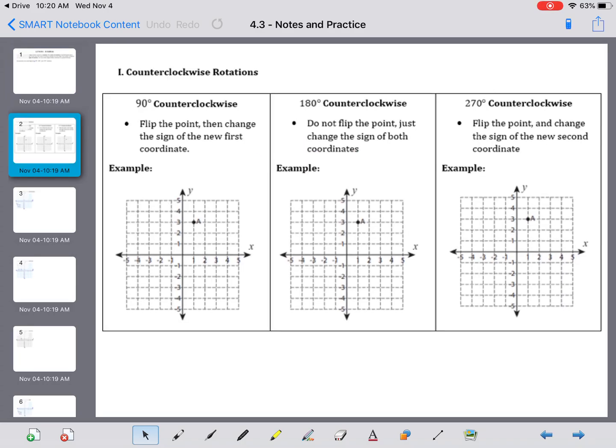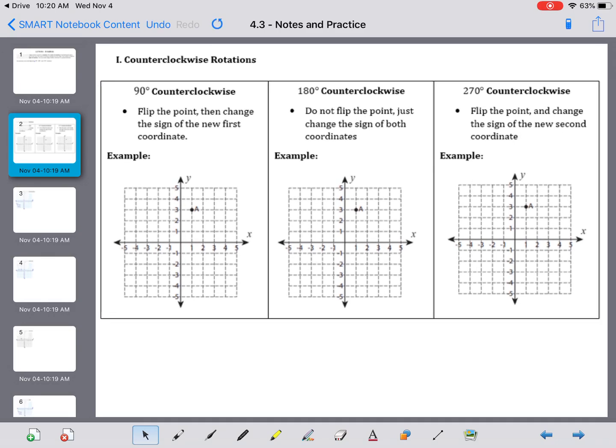We're first going to focus on counterclockwise rotations. Those are the main types of rotations. We'll talk about clockwise rotations on the back, but we're primarily going to focus on counterclockwise. And when we rotate something 90 degrees counterclockwise, what you're going to do is take the point, flip it, and change the sign of the new first number.